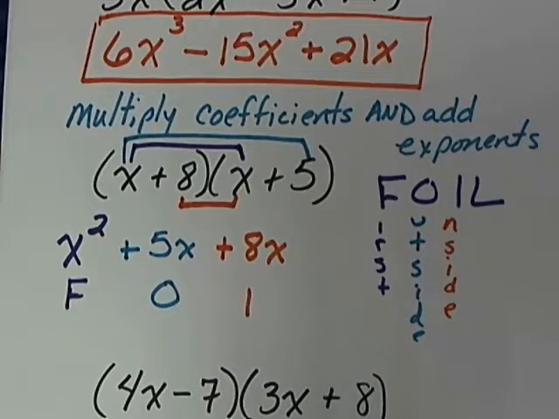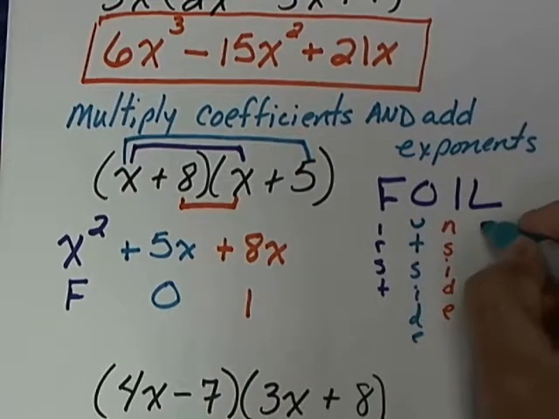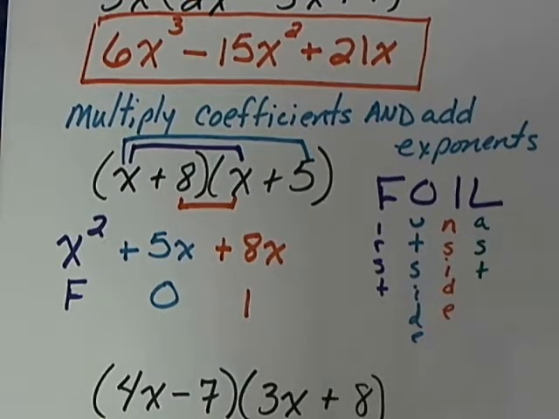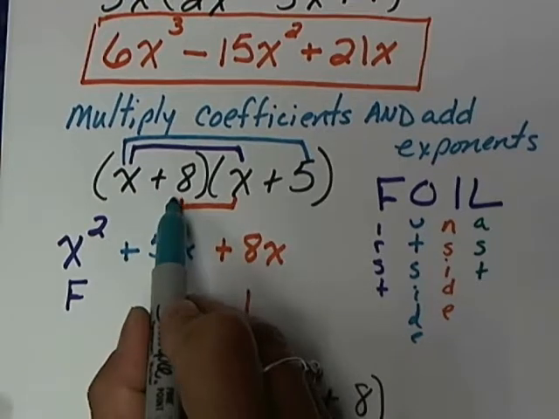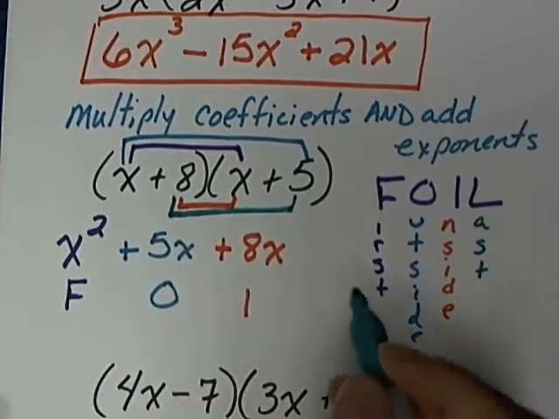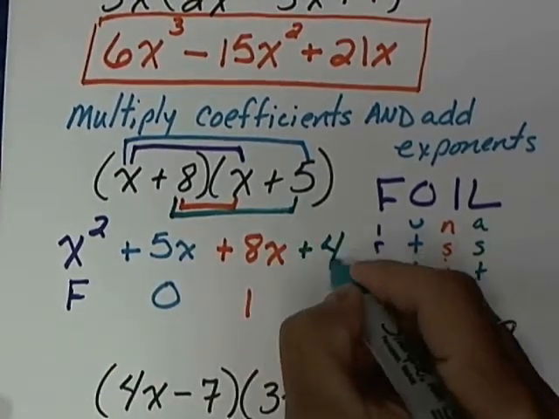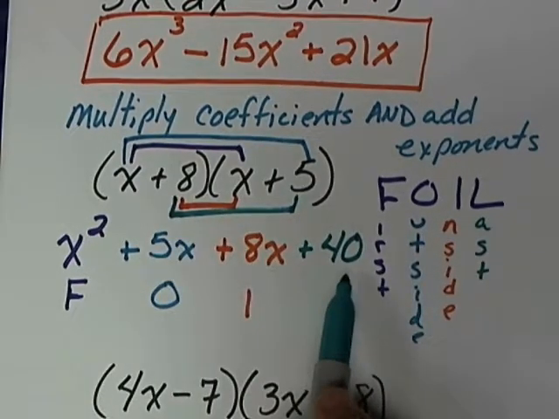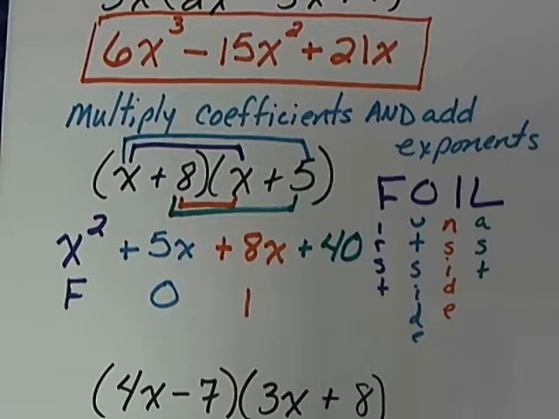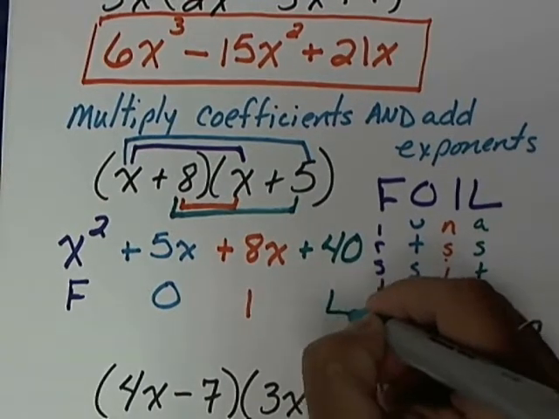And then the L stands for your last terms. So if the x's were the first terms, then the last terms of each binomial would be the 8 and the 5. Remember, 5 times an even number will always end in 0. 5 times an odd number will end in 5.